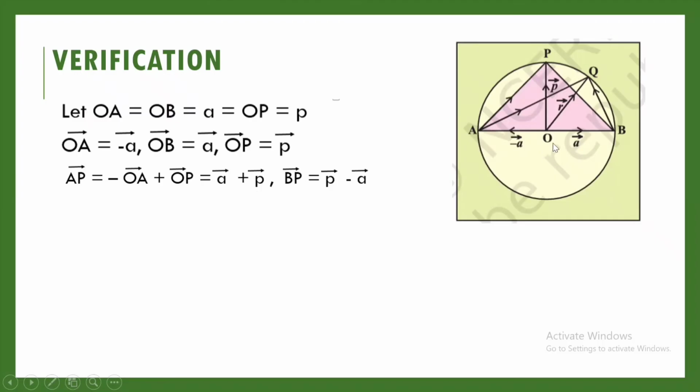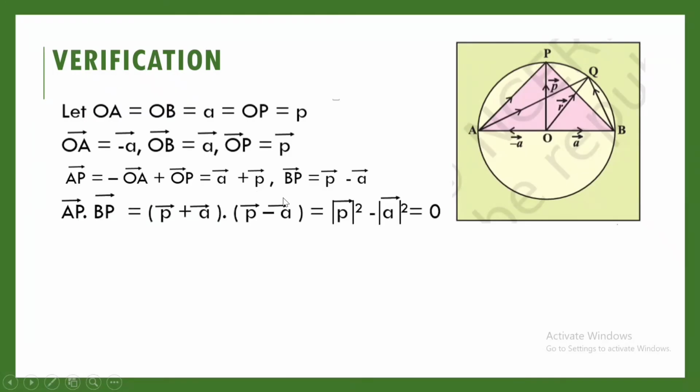And similarly, BP. BP is what? BP can be written as P minus A, isn't it? So I can find out both of them like this. Now, if I want to find out the dot product of AP and BP, it is going to be equal to how much? It will be equal to P plus A dot P minus A. That will come out to be the absolute value of P square minus the absolute value of A square.